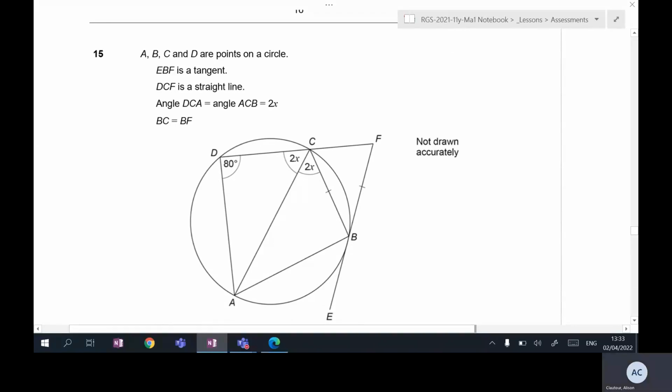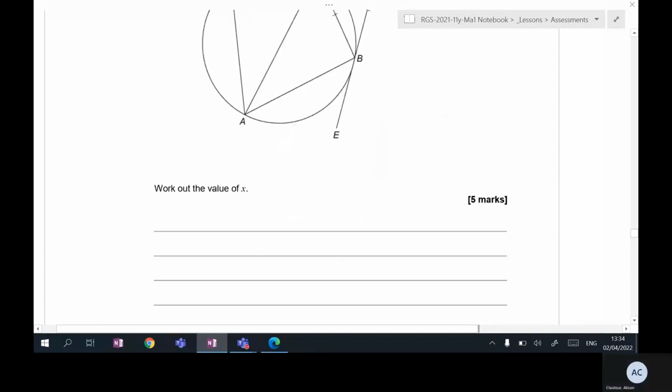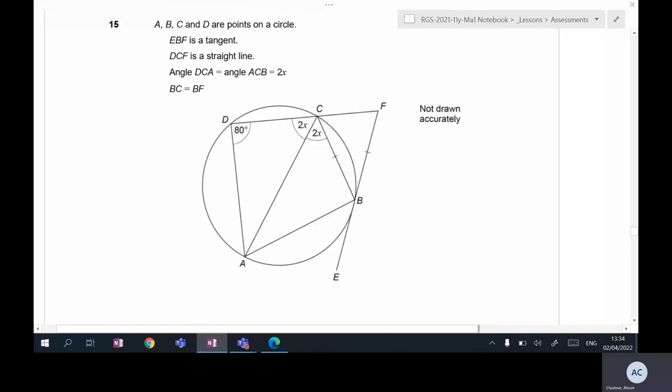Right, next question is on circle theorems. A lot of the questions that come up on circle theorems are slightly harder than what you see in the GCSE maths paper, so they quite often involve algebra. This is worth 5 marks. The first 3 marks were for working out any angles you could work out. Even if you're not quite sure how to get to the end result, just work out any angle on this diagram that you can possibly work out.